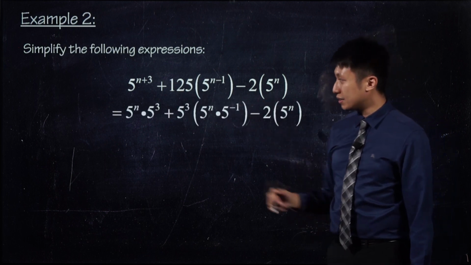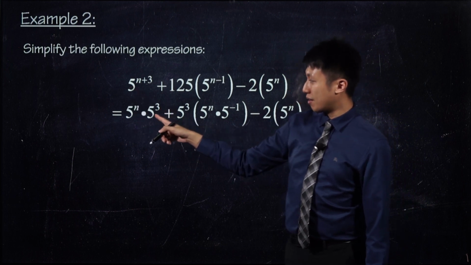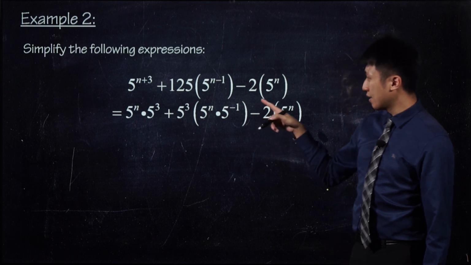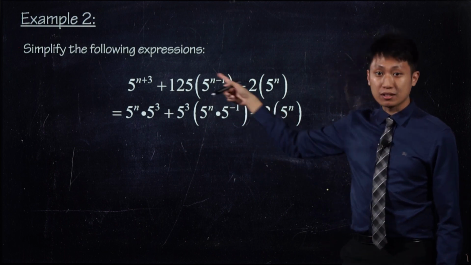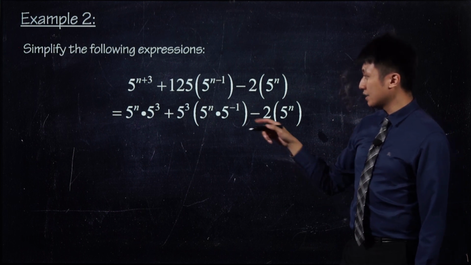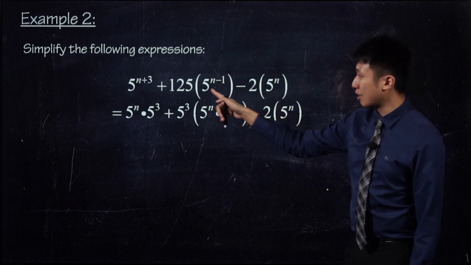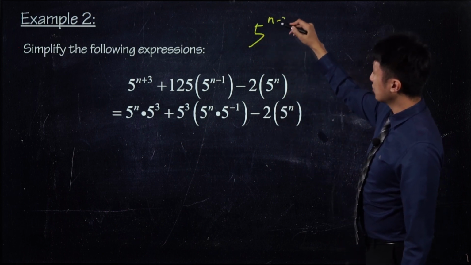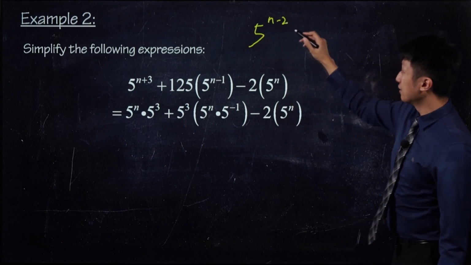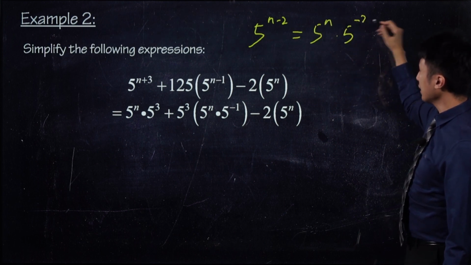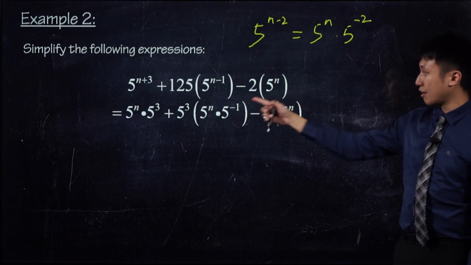So I write here first, 5 to the power n. This is 5 to the power 3. This is 5 to the power 3. Then inside, I don't want to have n minus 1. What do I do? So I just separate them. So how do you separate these two? 5 to the power n minus 2 is equal to 5 to the power n times 5 to the power negative 2, correct? Okay, that's how I separate here.